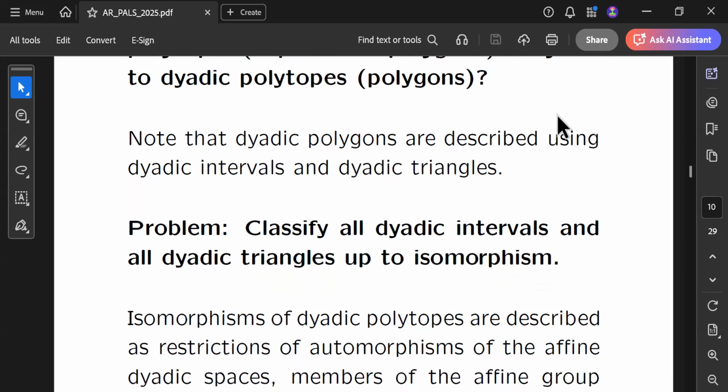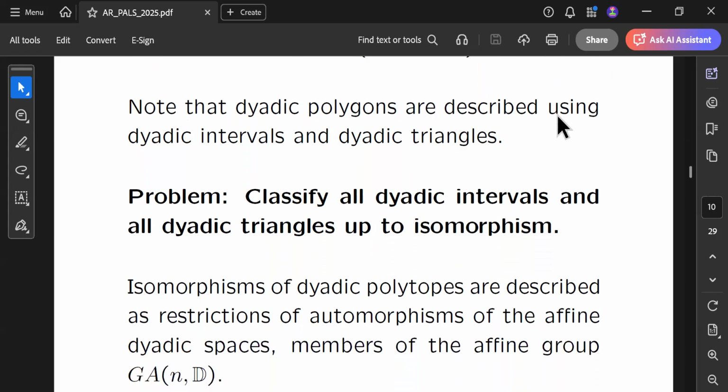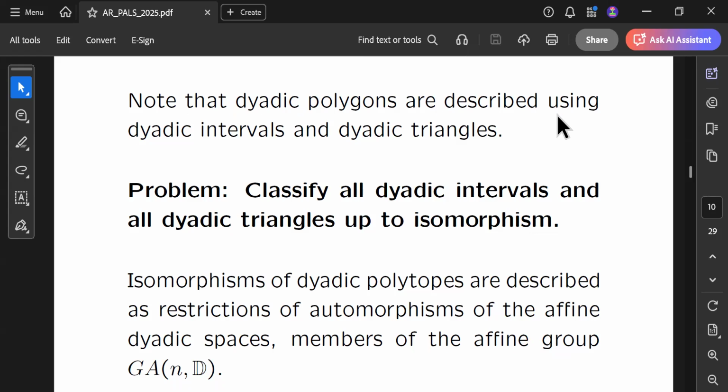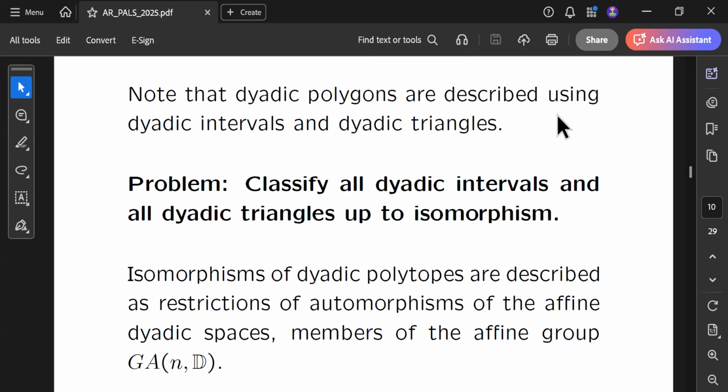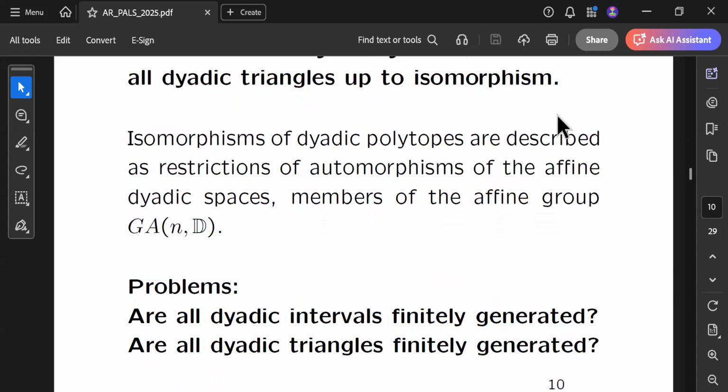And now, automorphisms of affine spaces are just members of the affine group, and this affine group is generated by the linear group and the group of translations. So if we want to work with isomorphism of dyadic polytopes, we can always choose an arbitrary point as our origin and introduce the structure of a module, and then work with linear mappings and with translations. This is a very useful technique we use very frequently. Closely connected with this problem of isomorphism is the problem of generation. So the first question: are all dyadic intervals finitely generated? Are all dyadic triangles finitely generated?